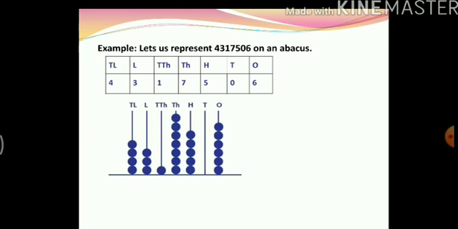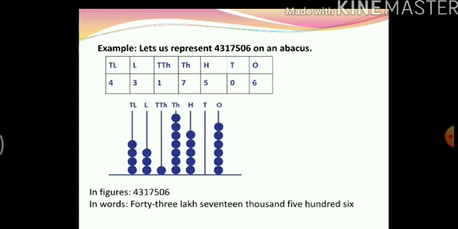So in ones place we have 6, in tens place we have nothing, in hundreds place we have 5, in thousands place we have 7, in 10,000s place we have 1, in lakhs place we have 3 and in 10 lakhs place we have 4. Towards the end, we will write the number in words: 43,17,506.